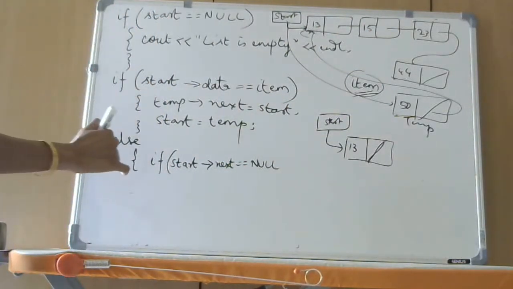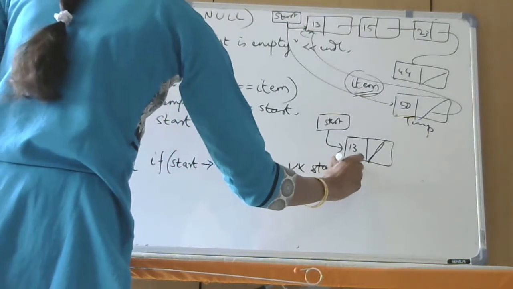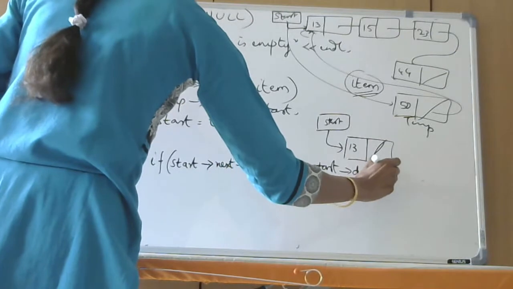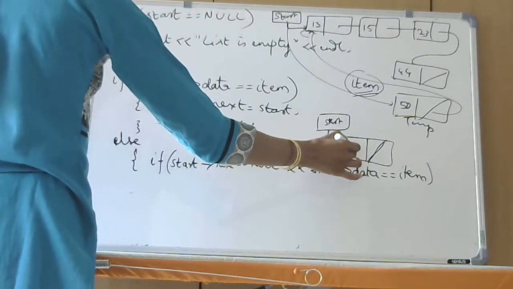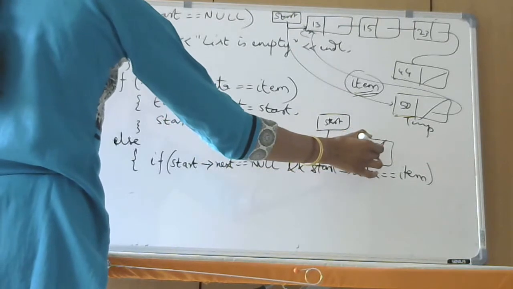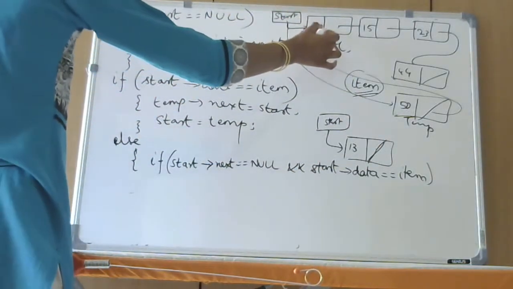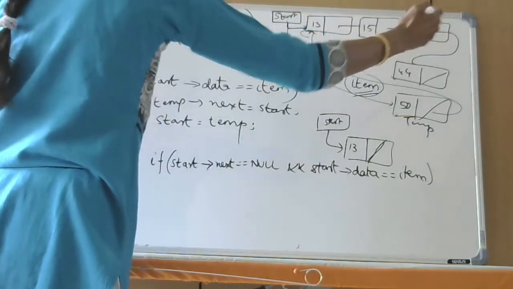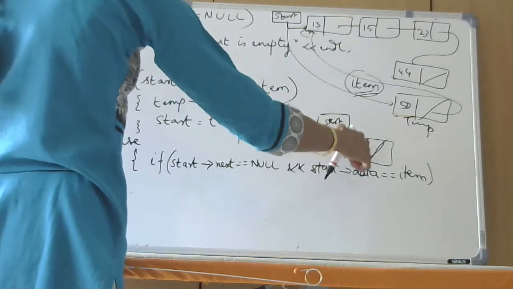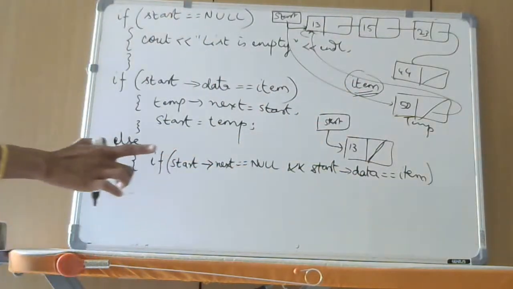Correct? And start of data is equal to item. Start of data is item. Start of next is also null. That means you have only one element. Earlier you were inserting before the first element, but the first element was not the only element; you had so many other elements. But here you are inserting before the first element, and there is only one node. That is what you are checking.